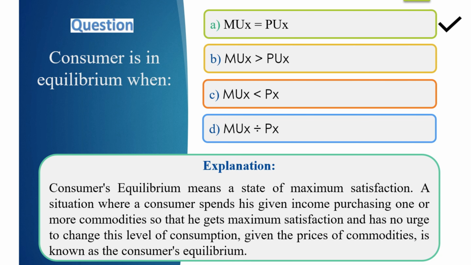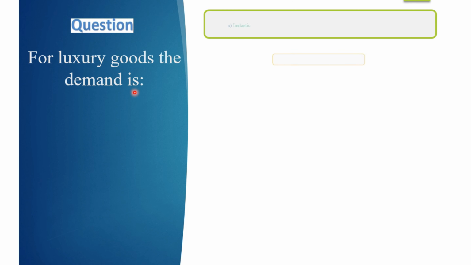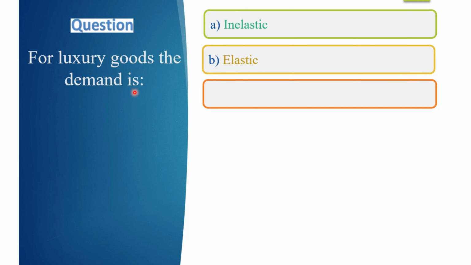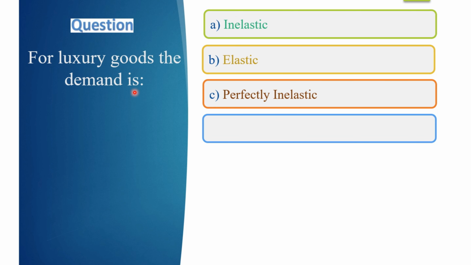Our next question is for luxury goods, the demand is what? Option number 1 inelastic, option number 2 elastic, option number 3 perfectly inelastic, or option number 4 is highly elastic. And the correct answer for this question is highly elastic.